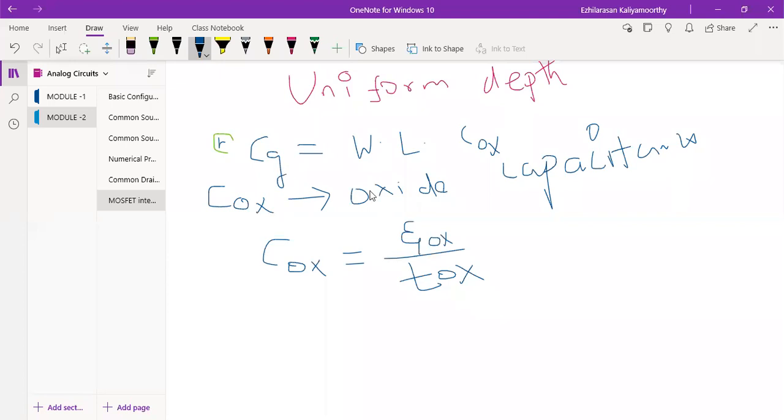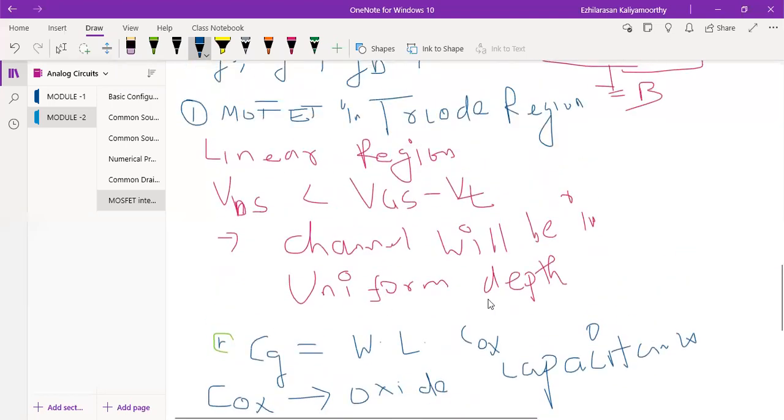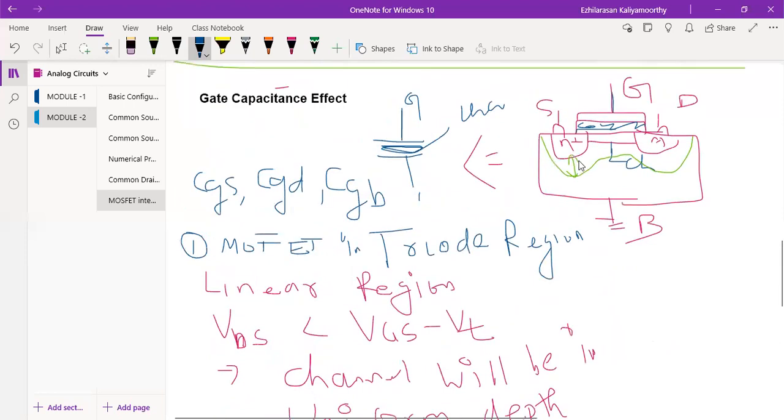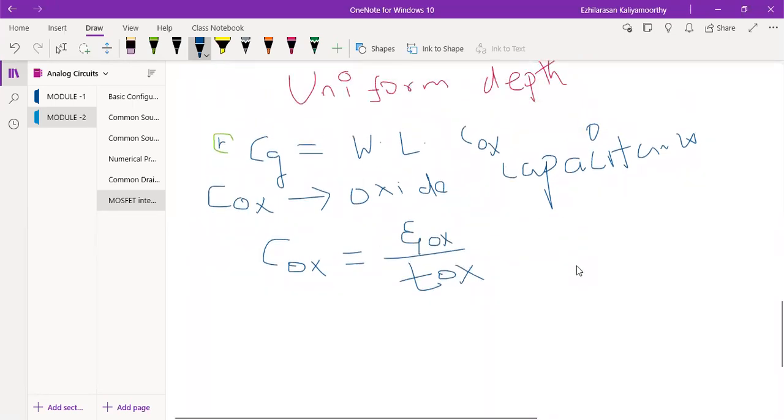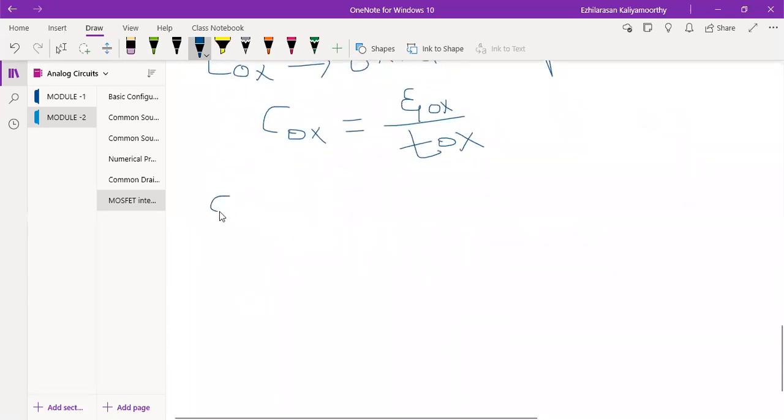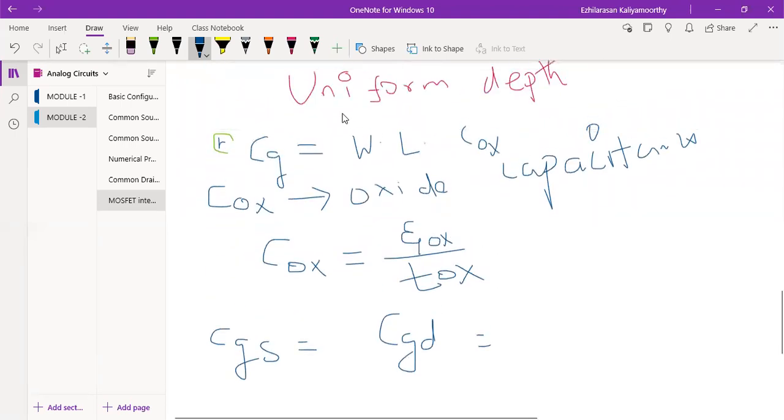So that is what we can say CG is equal to, because W is equal to L. That is why they said the uniform depth means the W and the L will both be the same. That is why nothing changes over there. So from this we can say the gate channel capacitance will be W L Cox, and it can be modeled by dividing it equally between the source and drain end. So from that we can write CGS is equal to CGD.